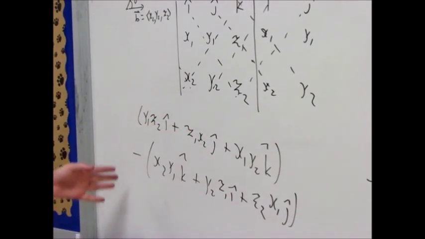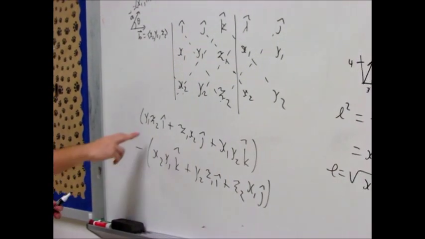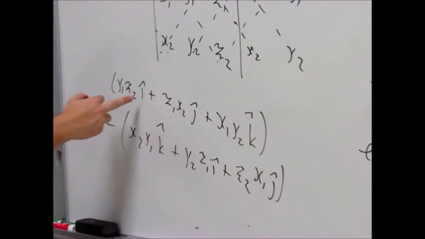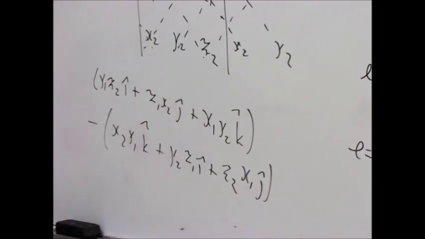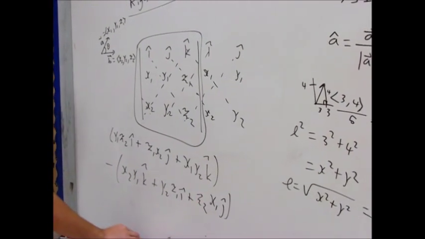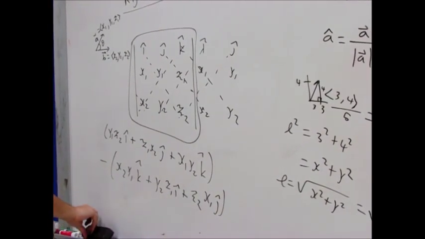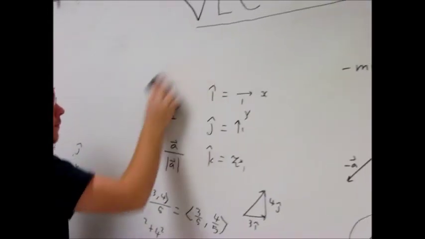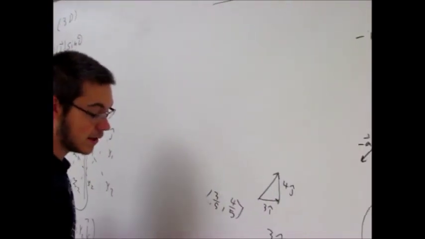This is a very long formula, and you could group the terms together, so it would be (y1 z2 minus y2 z1) i, and then do the rest for all of them. But this way is a much simpler way of writing it. So now let's do some examples of cross product and dot product, just to get used to them.